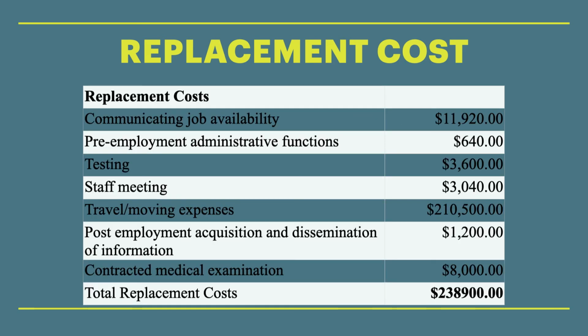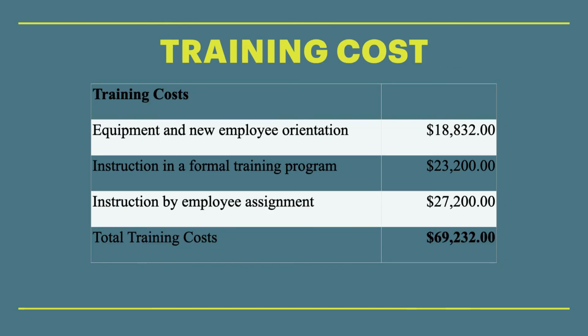Here again we can see the $240,000 approximately that we need to budget for in replacing an employee for this year. Next, we'll move on to training costs. The training costs include equipment and new employee orientation, instruction in a formal training program, and instruction by employee assignment or on-the-job training. Let's take a look at how to calculate the cost of equipment and new employee orientation.